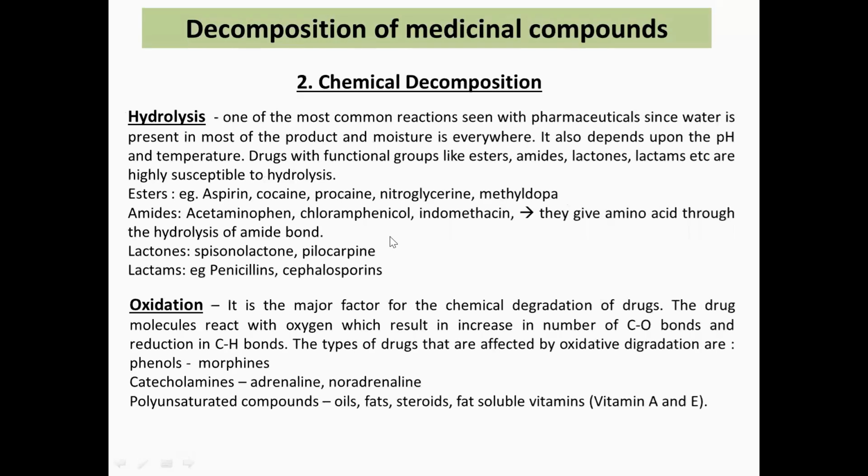Now, next is chemical decomposition. Chemical decomposition means the drug will react with different substances to give different products, and ultimately there will be a smaller amount of active ingredients, and that finally reduces the potency of the drug formulation. Or sometimes some toxic products may form, and it will also hamper the health of the patient.